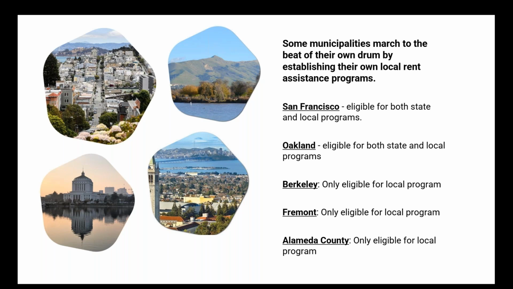I want you to also understand, for state rent relief, different jurisdictions have different rules. And some municipalities are having hybrid programs. San Francisco has a hybrid program. You can apply through the state program, and there's also a local program. Oakland, eligibility is both through the state and local programs. Berkeley, eligibility is for a local program. Fremont, a local program, and Alameda County, a local program.